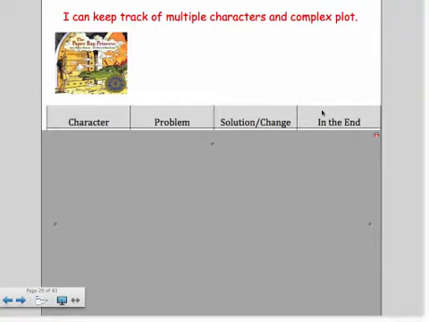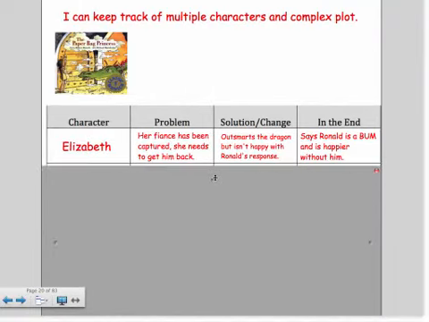The idea of creating this chart, and we're going to base this example on The Paper Bag Princess, of course, is that it sometimes helps us to keep track of things by creating lists and using an organizer in this way. So we're going to start with the main character, or one of the main characters, that being Elizabeth. And since we know this whole story, we can fill in her entire chart.